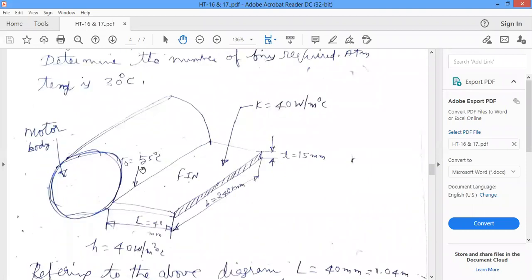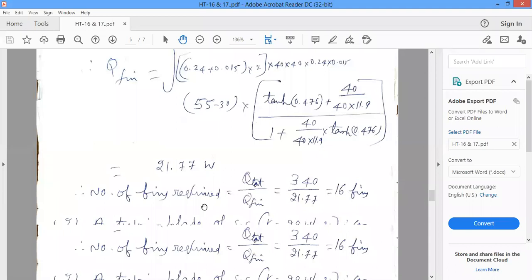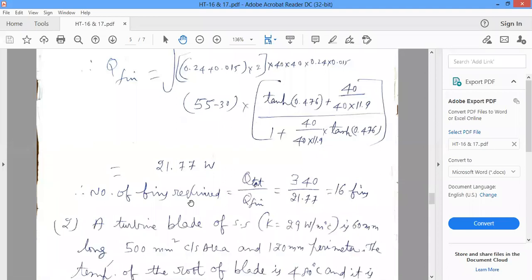So total heat is 340 watts. So how many fins are required? How do you calculate? Very, very important. So total heat removal requirement is 340 watts. But with a single fin, only 21.77 watts of heat is being dissipated. So the number of fins required, how do you calculate?